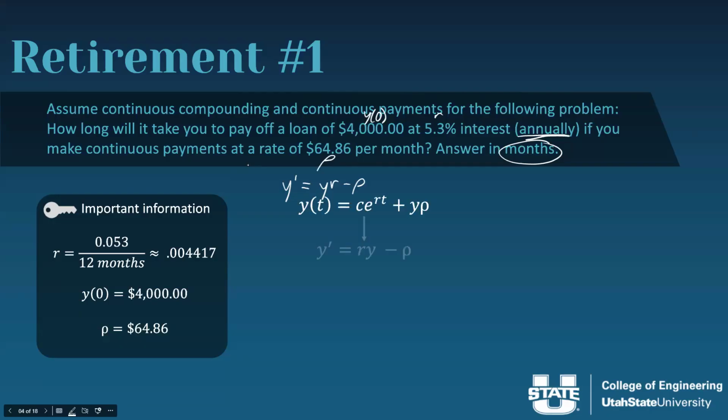Wait, yeah, it's minus. Sometimes it's plus or minus depending on the situation, right? But in this case, we're paying off our debt. Okay, so we're going to want to solve this, right? So I think the method I'm going to choose for this one is going to be undetermined coefficients, if you guys remember how that goes.